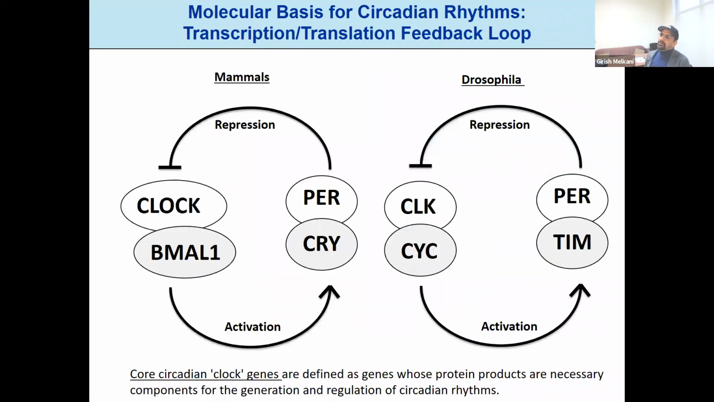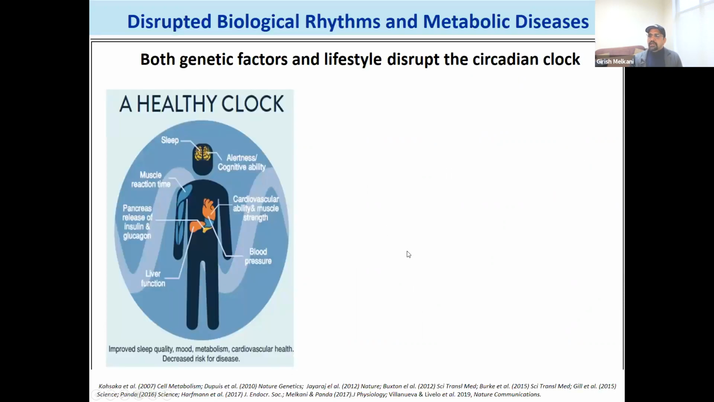If we look at the molecular level, there are 4 different genes in the mammalian system, and there is a transcription and translation feedback loop. That itself is a huge lecture, so I'm not going to talk about it. I just want to say that they are highly conserved in fly and mammalian models. So our body has multiple clocks. Actually, not just every tissue, every single cell also has its own clock.